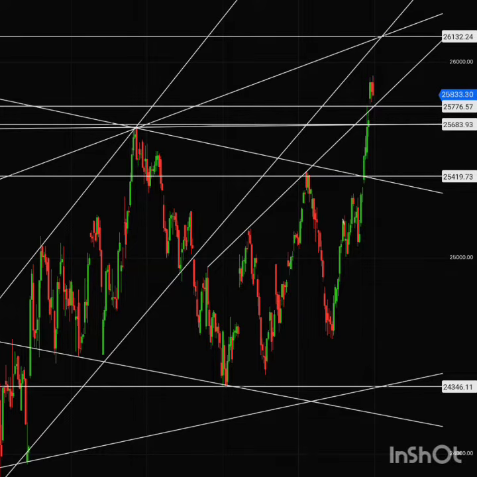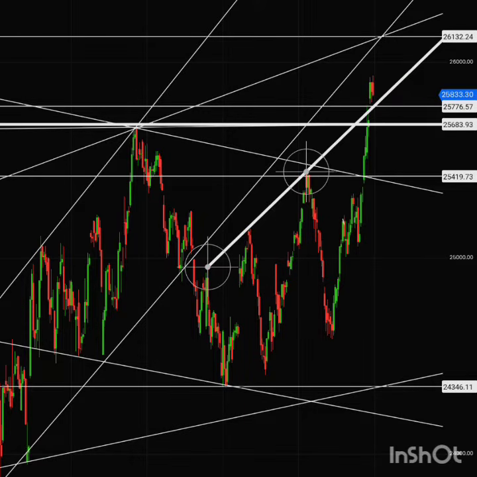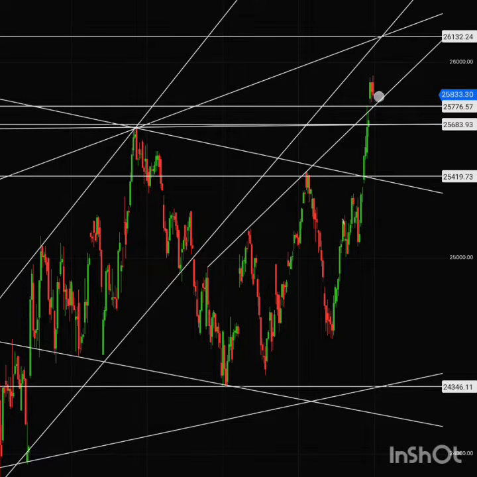So we are getting a time delay to reach this target, so that's why we may get a slight profit booking here. It may bounce back from here, that means the 25,760 to 770 range. Otherwise the 25,680 range. So it may bounce back in this range.